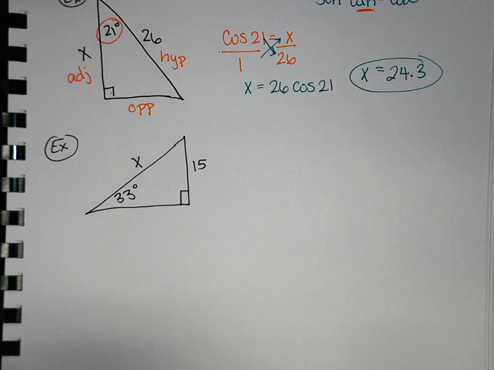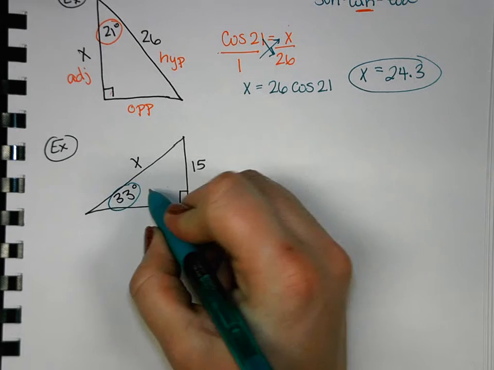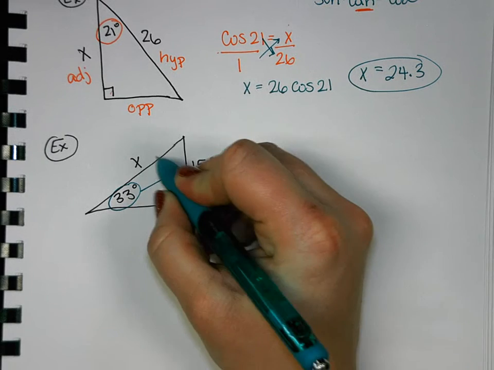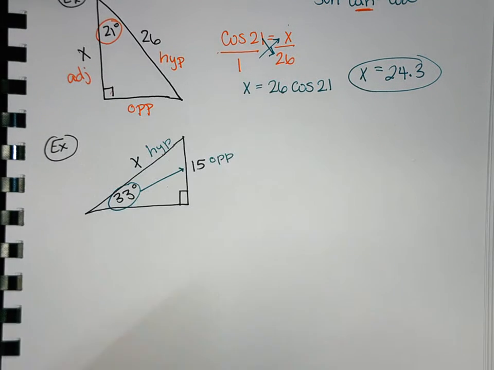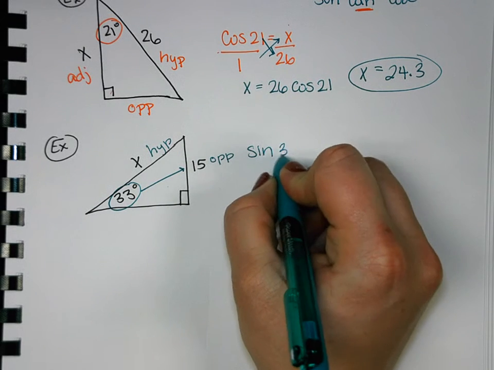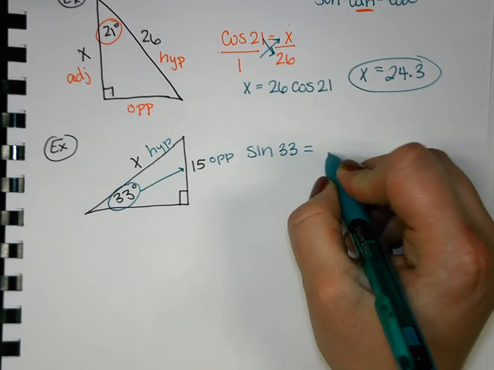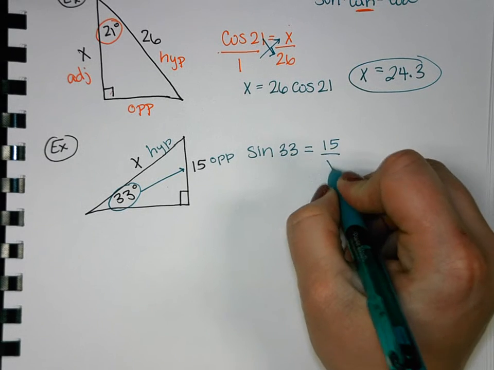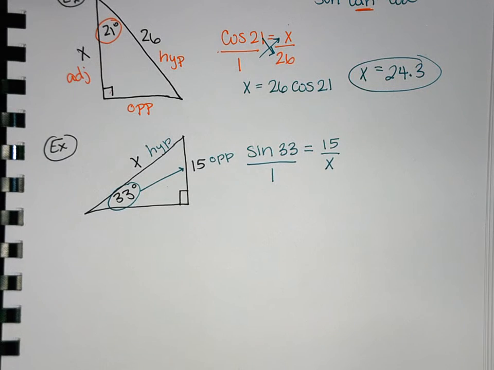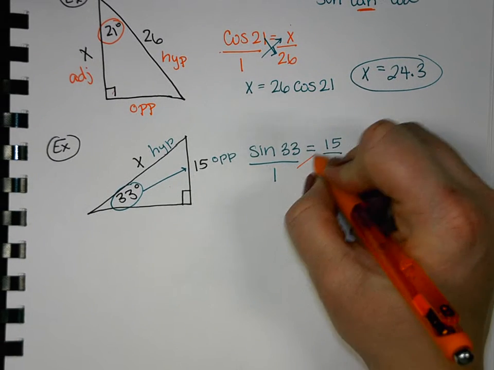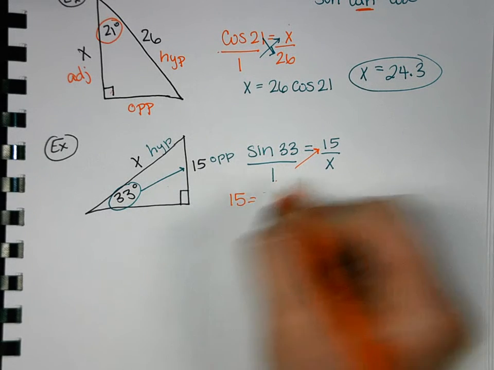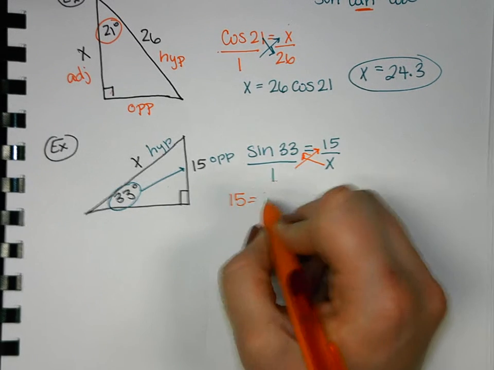So here we have our angle, opposite, and then across from 90 is the hypotenuse. So opposite and hypotenuse is sine. So we'll have sine of 33 is equal to opposite over hypotenuse. Put the sine over 1 so that we can cross multiply. 1 times 15 is 15. And then over here we'll have x times sine 33.